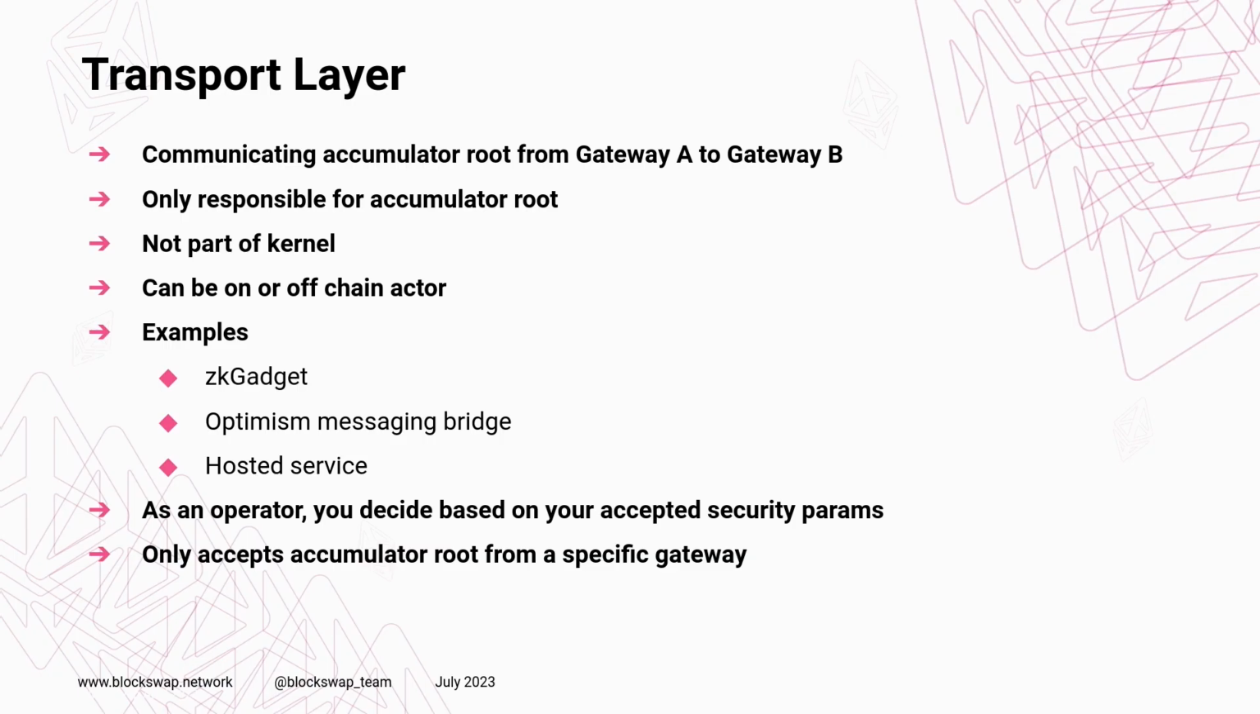Okay, the transport layer. The transport layer is the one responsible for communicating the accumulator root from gateway A to gateway B, but it's only responsible for communicating the accumulator root. That's one of the important points here, that is all it needs to take care of. It's not part of the kernel. It's outside the scope of the kernel what the implementation of this transport layer is.